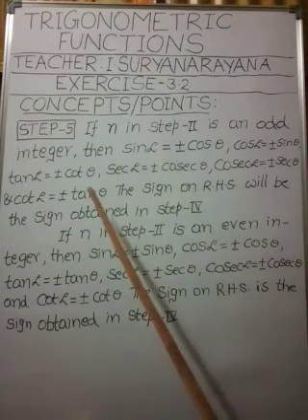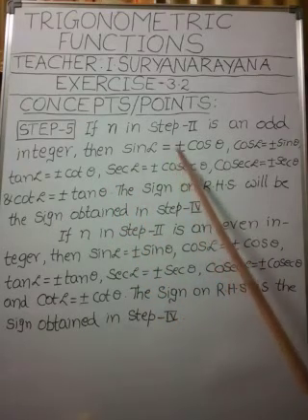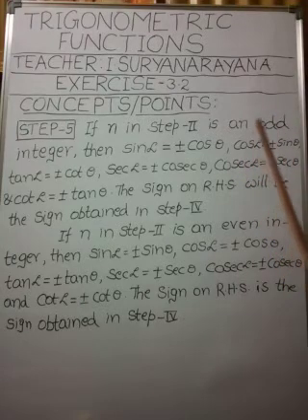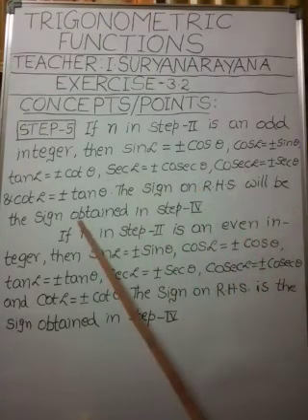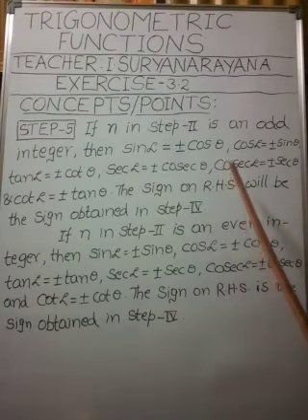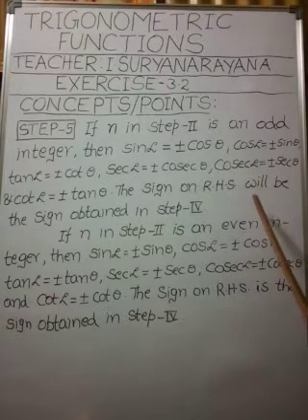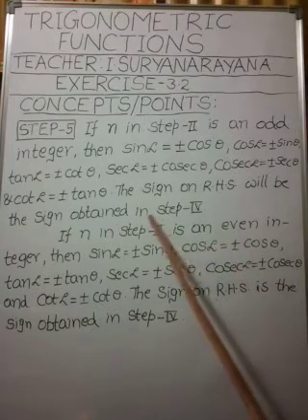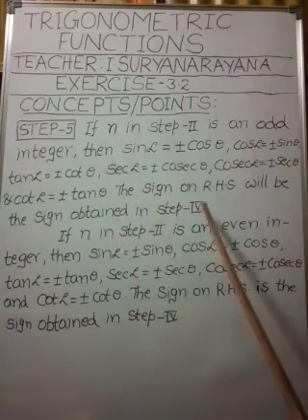Do you observe these changes, my dear children? Right. The sign on RHS: here we have taken plus or minus, but we have to take either plus or minus. Only one sign should be taken. So the sign on RHS will be the sign obtained in step 4. So the sign depends upon the position of the terminal side of the given angle. Okay, my children. So we use the result in step 4. Understood? Right.